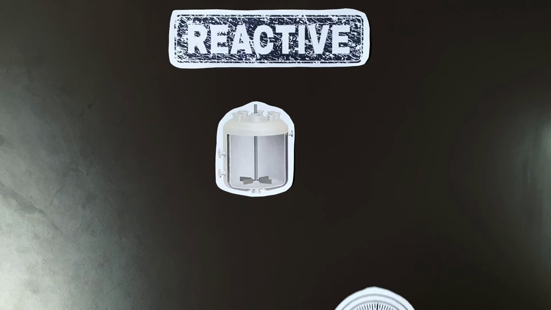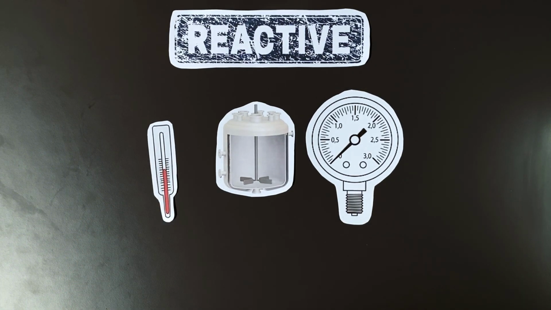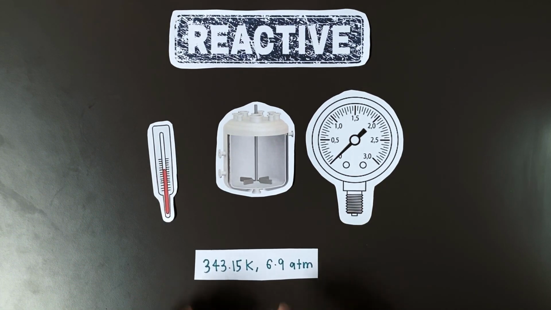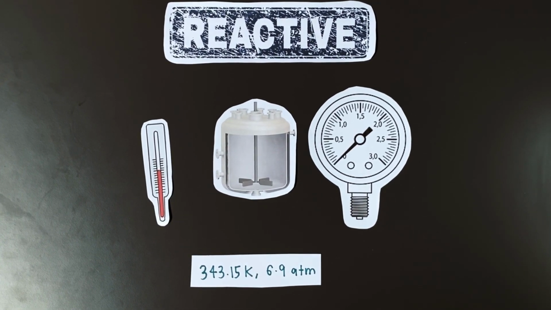Continuous stirring tank reactor is the reactive unit that we select for this chemical plant. In our calculation, it operates at 343.15 Kelvin and 6.9 atm pressure, which is the suitable condition for the reaction to take place.